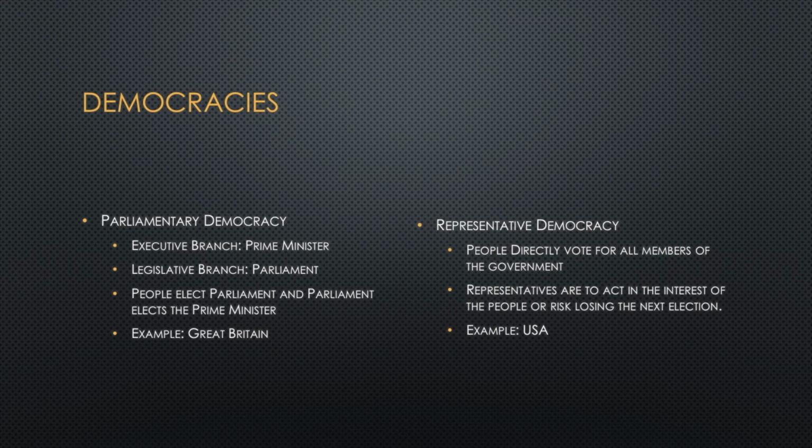The other type of democracy is a representative democracy. In a representative democracy, people directly vote for all members of the government. There's no stopgap in between where they have to vote for the legislative, and the legislative then picks their executive branch. People vote directly for all members of their government. Representatives are to act in the interest of the people or risk losing their next election because they're not doing the job of the people. One of the examples of that is the U.S.